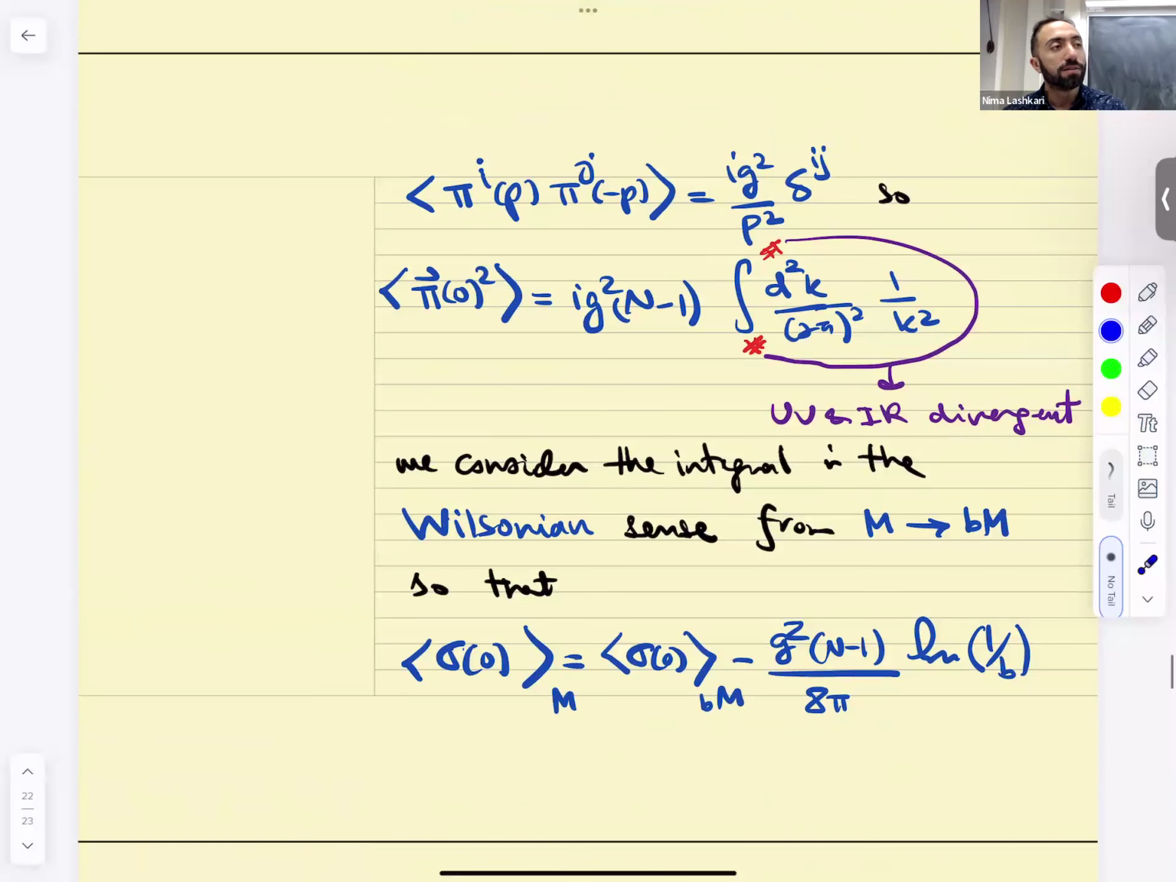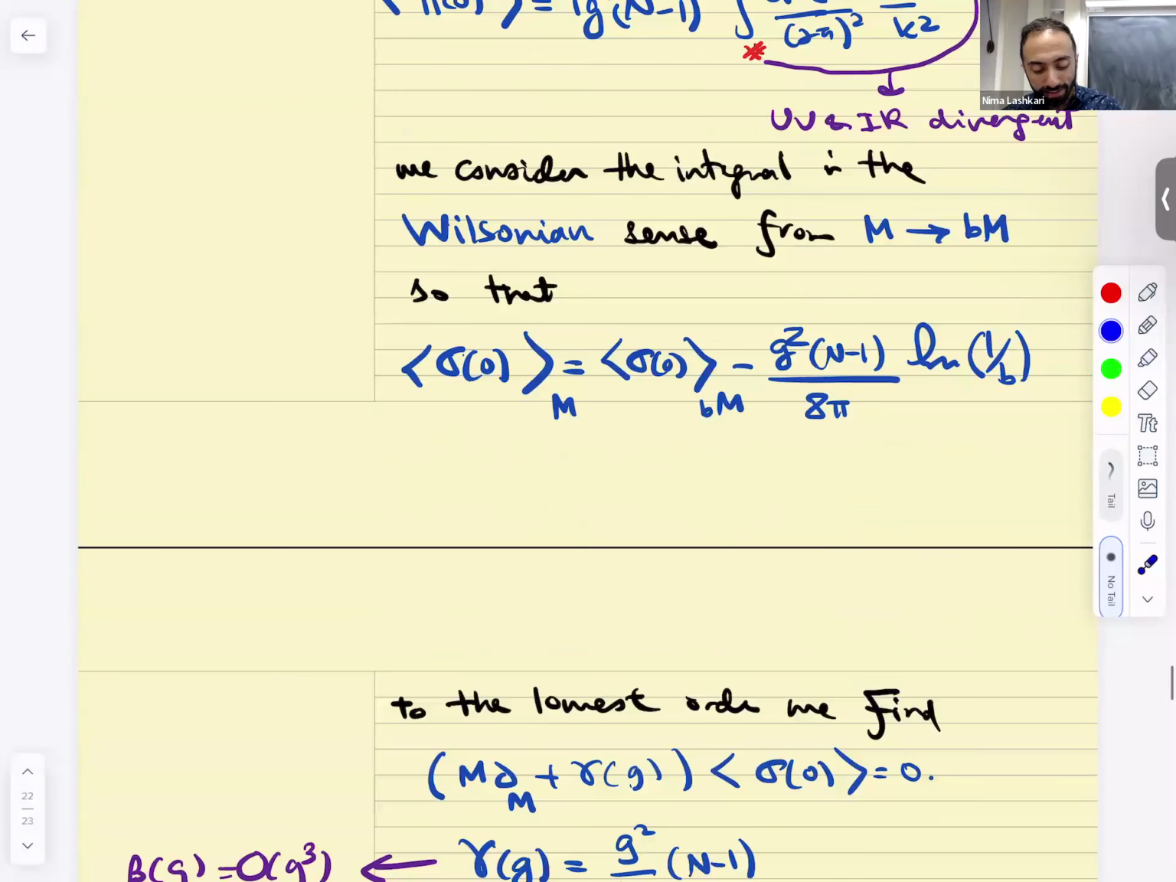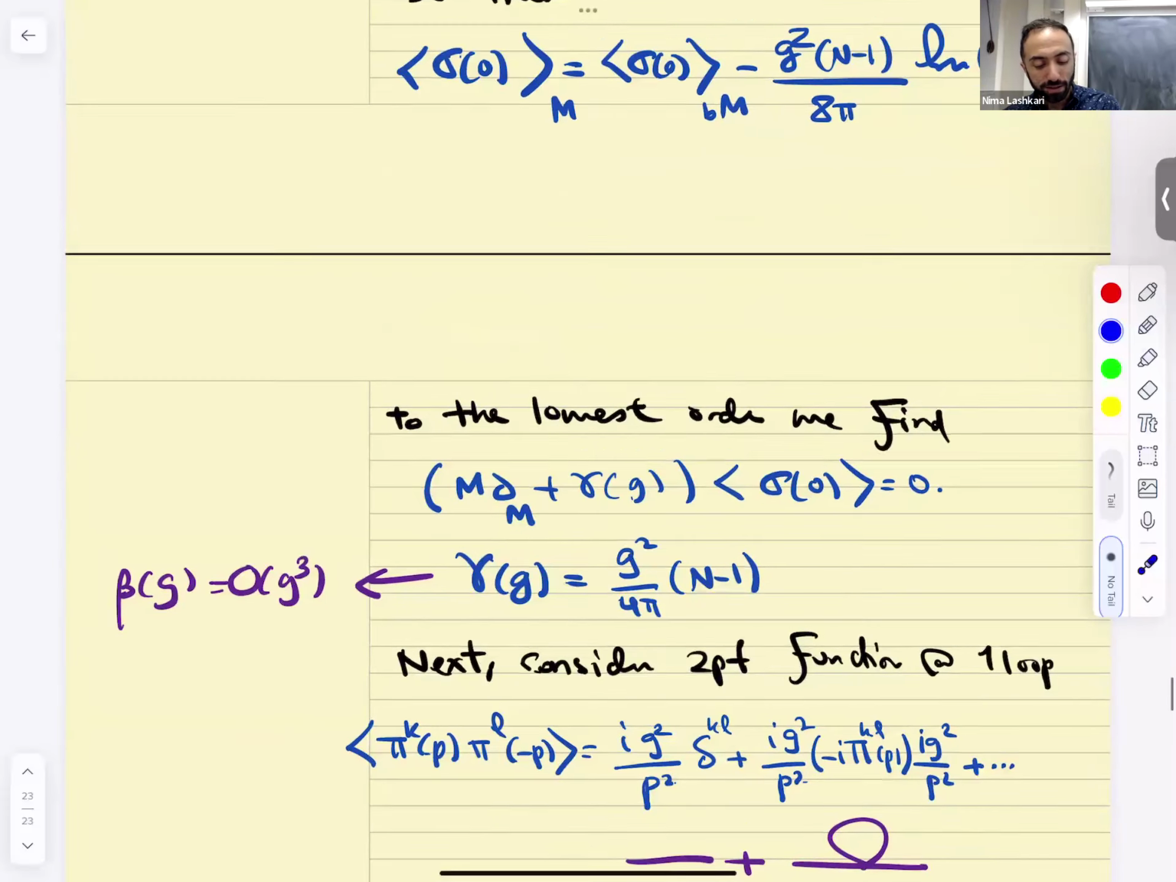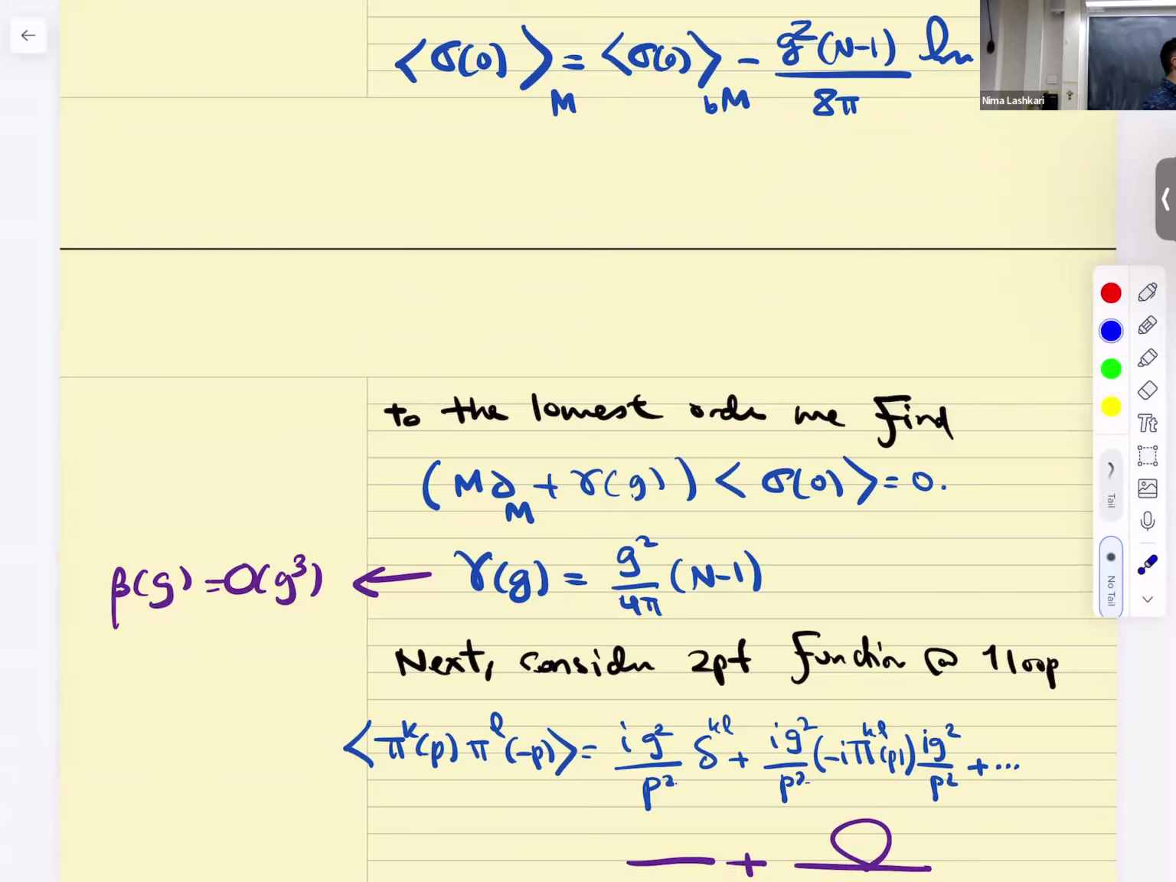Why am I doing this, by the way? What do I want to read off from this? When I plug this into Callan-Symanzik, what am I after? Gamma of g. I know in advance that the beta function is going to come out at order g cubed. If you don't know in advance, you calculate it and you see it's g cubed, so you can drop it at this level. This is at the lowest order what the Callan-Symanzik equation looks like. You take these derivatives, these are b d/db, hopefully you recall that, right? And the gamma function comes out as g squared over 4 pi times (N minus 1).